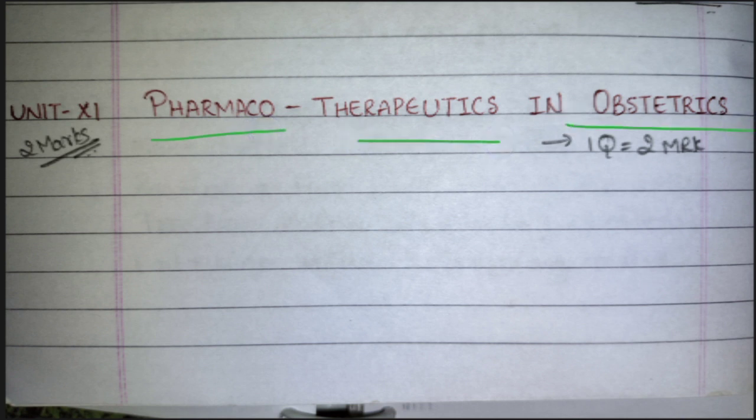In the delivery section, what drugs should be given to the pregnant woman, and what drugs should not be given to pregnant women, you'll see from this chapter. And from this chapter you'll get one question for 2 marks. So if you read this chapter you'll be perfect with 2 marks.